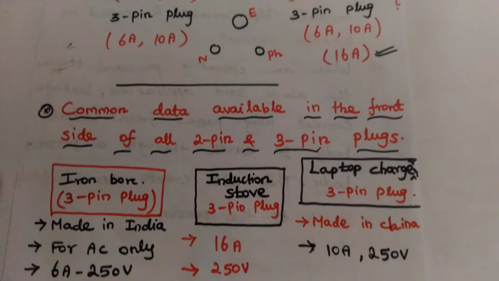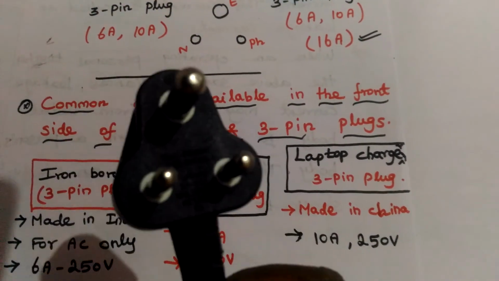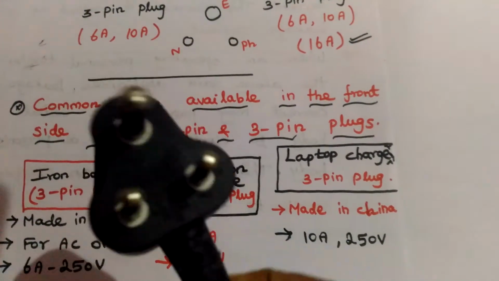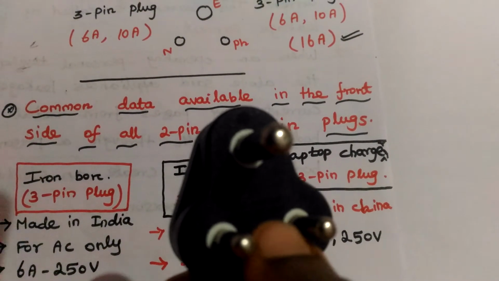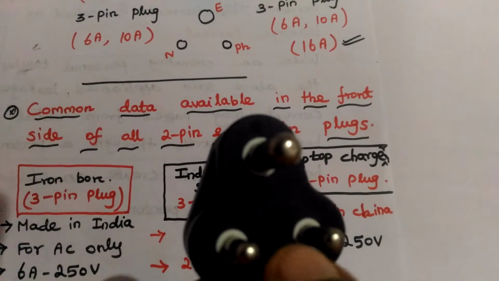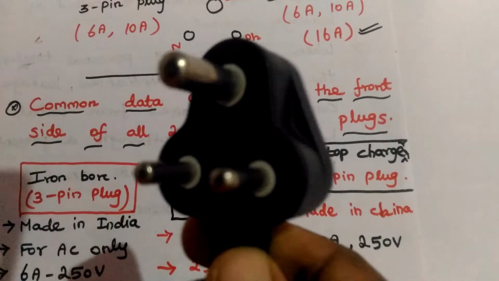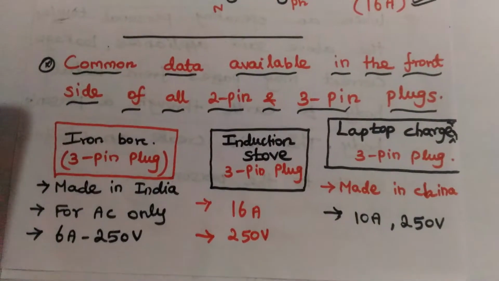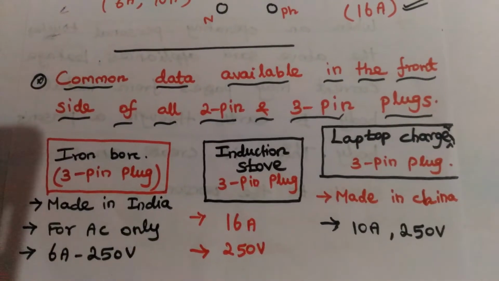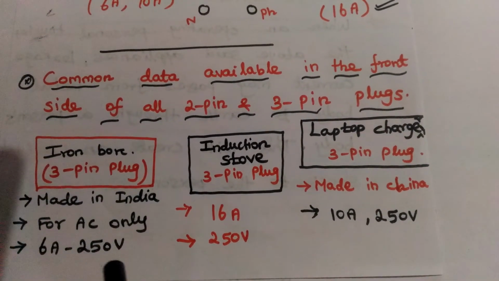And what are the common data available on the front side of the 2-pin plug and the 3-pin plug? If we take the 3-pin plug, this is the front side, this is the back side. In the front portion itself we can see some data. Between the pins, the earth pin, phase and neutral pin, some letters are available. Take the 3-pin plug and view what data is available. In that iron box plug, the data is: made in India, for AC only, 6 amps, 250 volt.